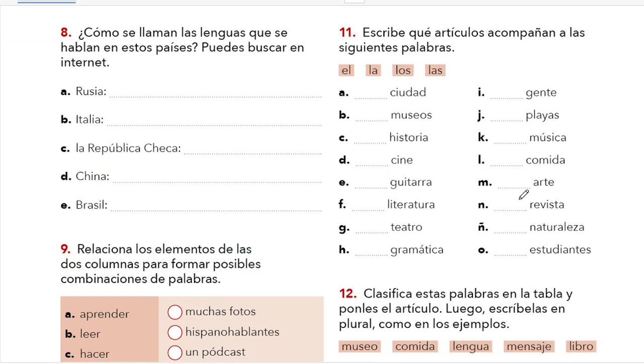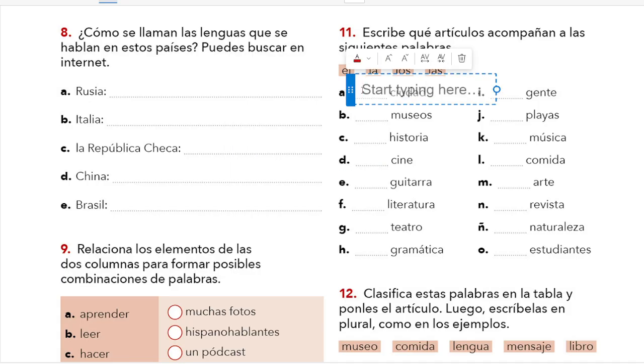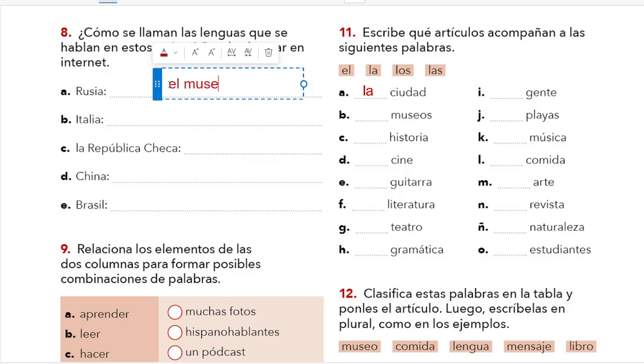So here we have to assign the articles. Escribe qué artículos acompañan a las siguientes palabras. Okay. So first one is, and parallelly we will also write down the meaning. So la ciudad, which means city. Then we have el museo. Let us write the words first and their meanings. Museo is museum.